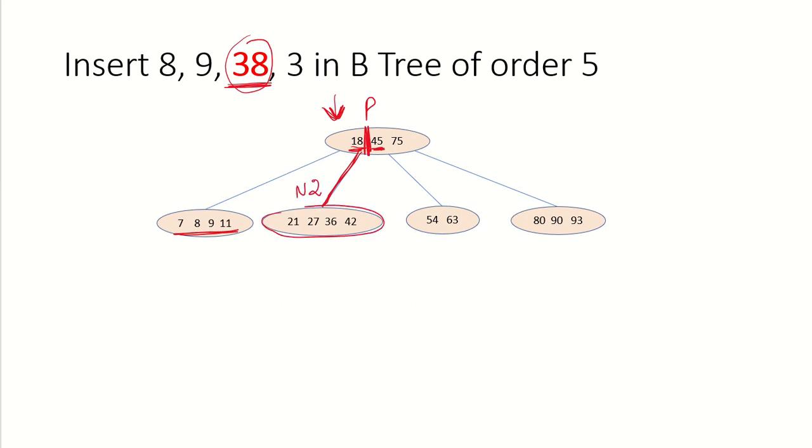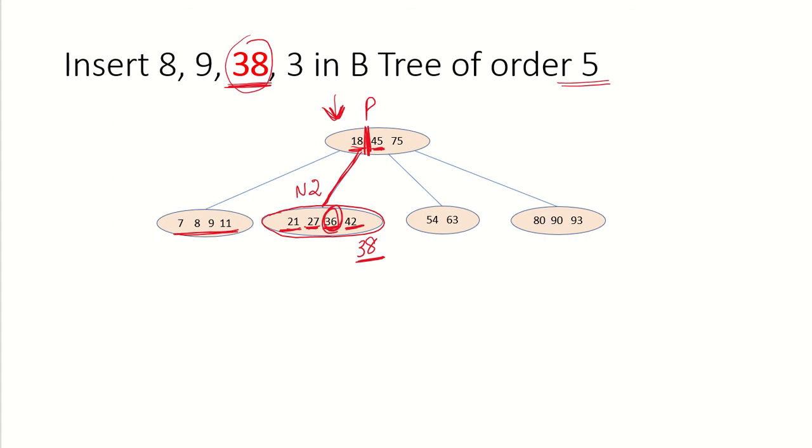So we have to come over here and insert this value 38 in this node. However, we see that this node N2 is already having 4 keys. We know that the maximum number of keys in a B tree of order 5 can be 4, and this node N2 is already having 4 values. So how do we take care of this? What we do is that considering 21, 27, 36, 42 and 38, we will find the median of these 5 values. So we can see that the median is 36.